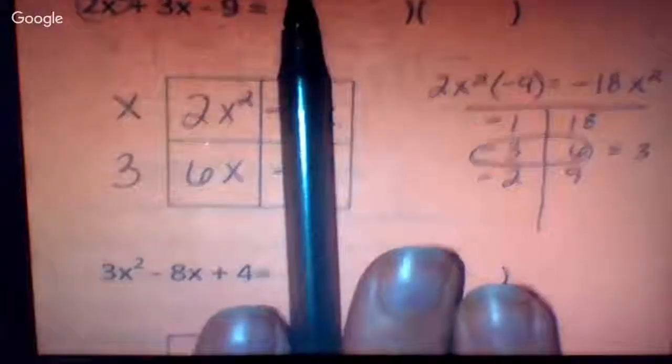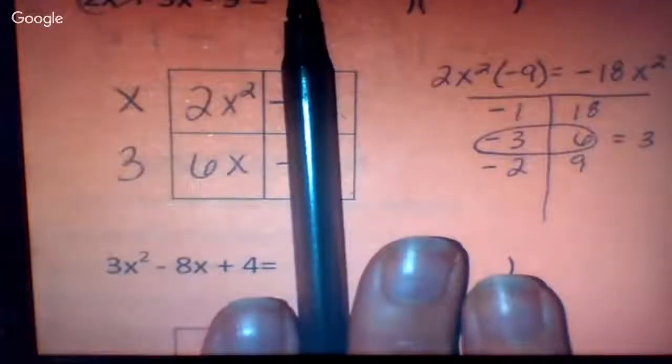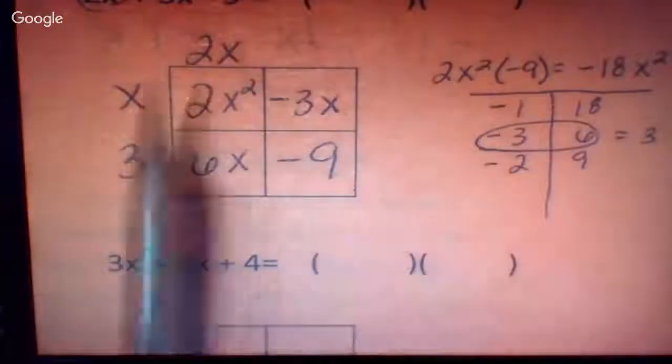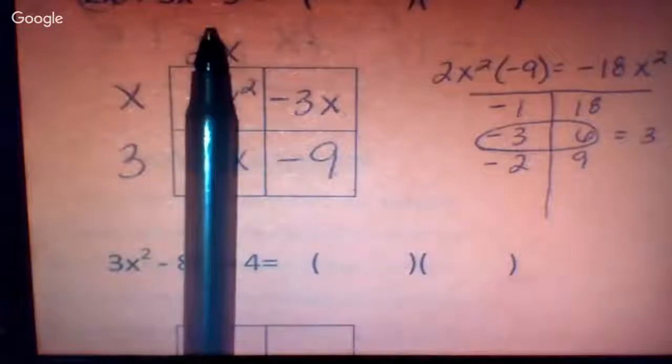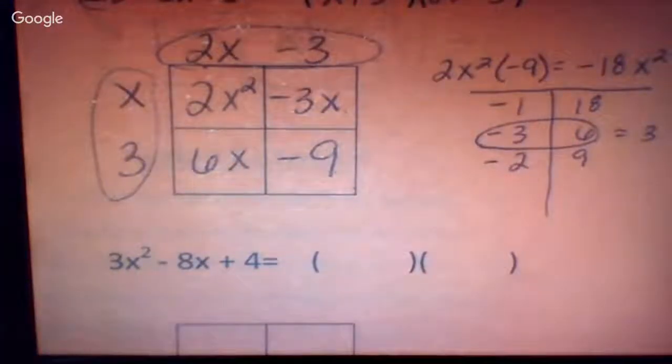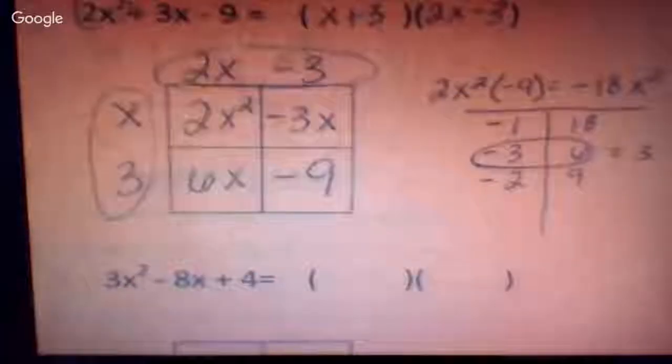Okay, here's this side. 2x squared and 6x. I can pull out a 2 and an x. Okay, and then the last ones, negative 3. I can pull out a 3, and that's it. So your final answer then, this side is x plus 3. This side is 2x minus 3.